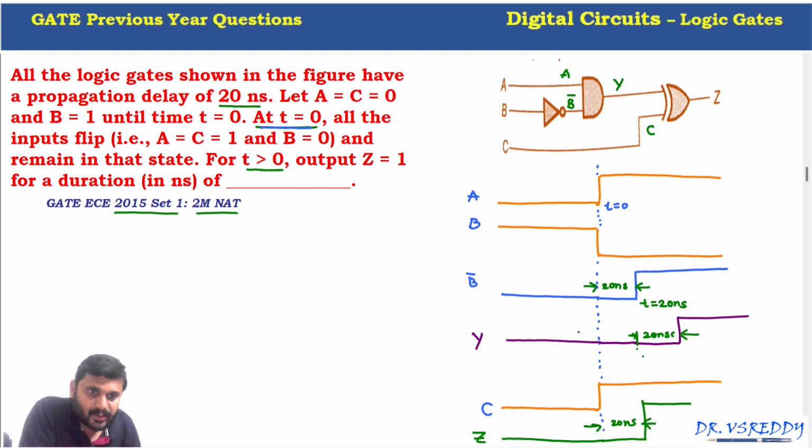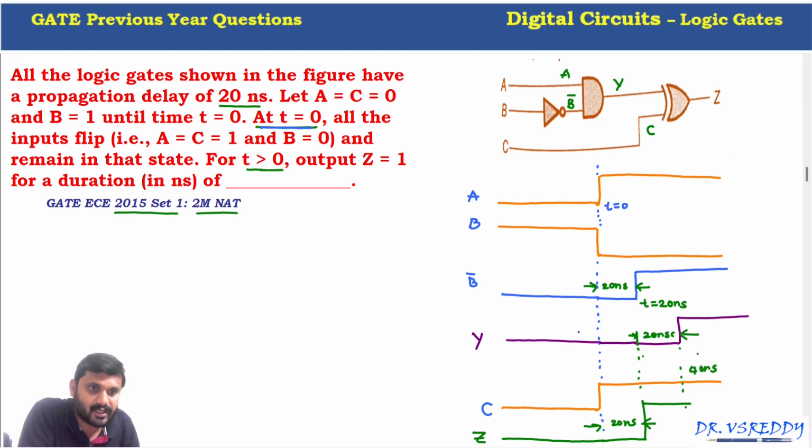Now see here at 20 nanosecond, if you observe, Y is 0, C is equal to 1, then the output is 1. Here also Y is equal to 0, C equal to 1. So at 40 nanosecond, what happened? The output Y becomes 1.